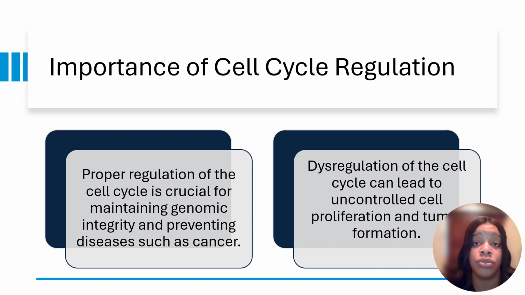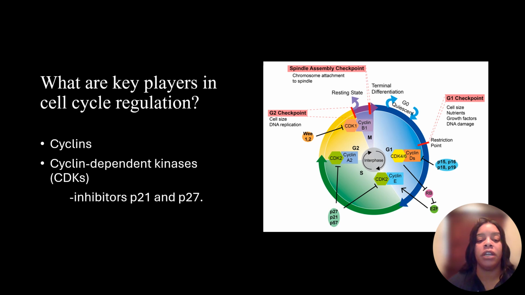Understanding and controlling cell cycle regulation is critical for maintaining cellular health and preventing diseases. By studying the mechanisms involved in regulating the cell cycle, researchers can develop targeted therapies to treat various disorders associated with abnormal cell division. What are key players in cell cycle regulation?